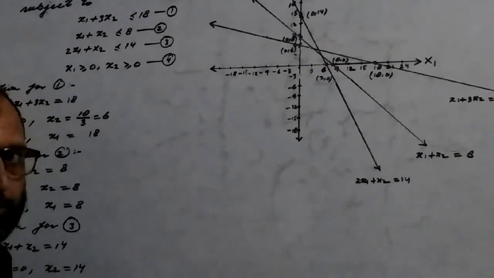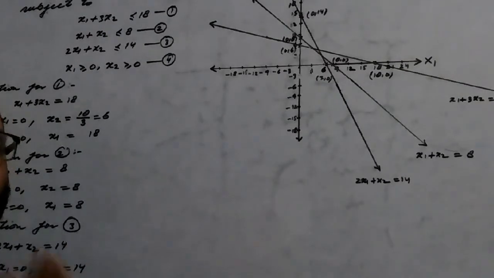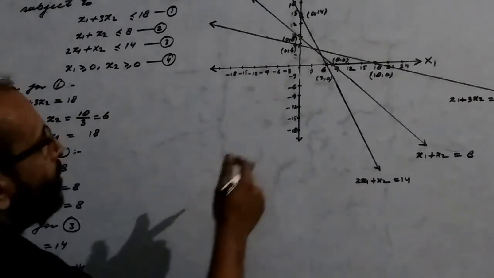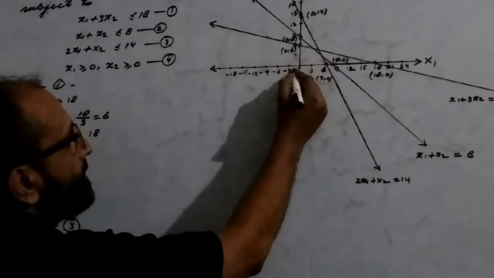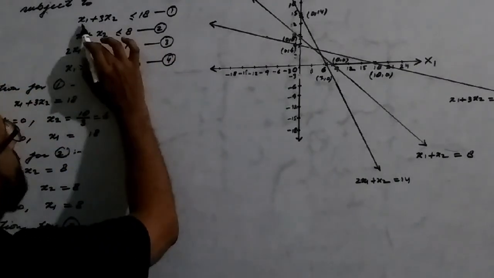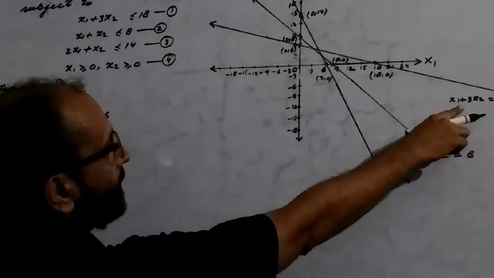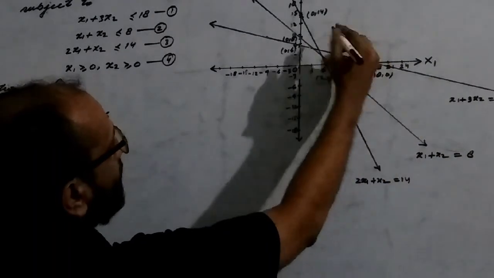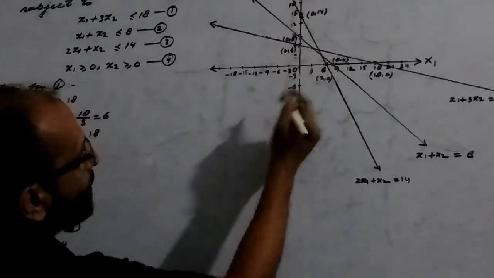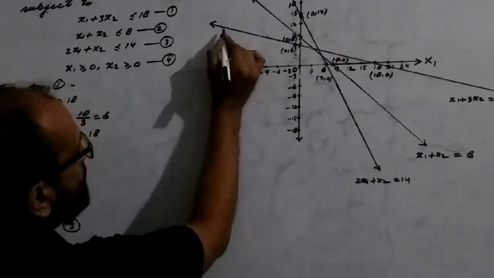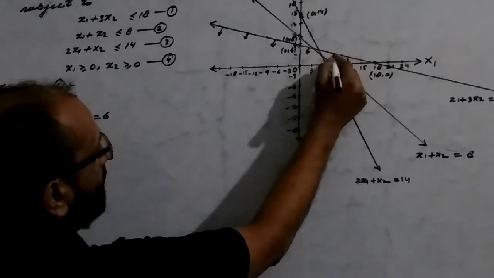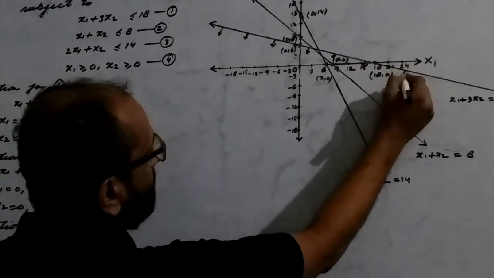If after putting x1 and x2 both equal to 0 the statement turns out to be true, then we put the arrow on the side at which the origin lies. So suppose this is the inequation, and the equation for this inequation is this. So we have to draw arrow marking on this line towards the origin, and the origin is this side. So we put arrow marking on the whole line.